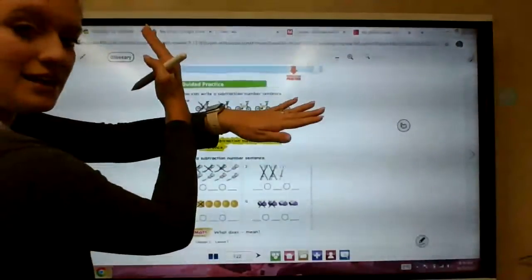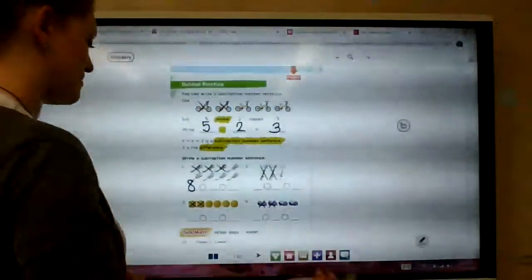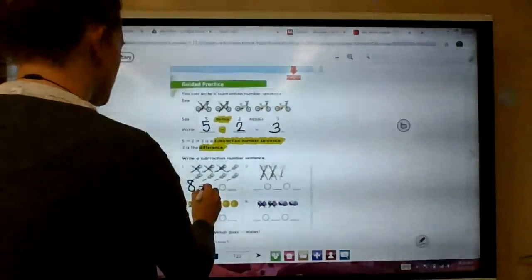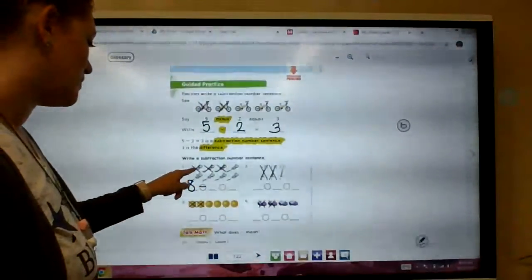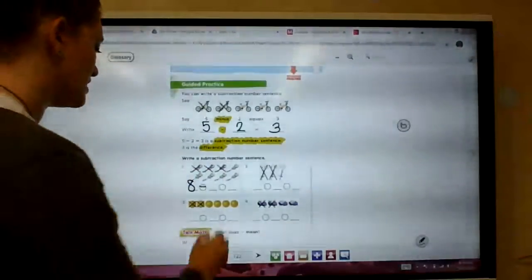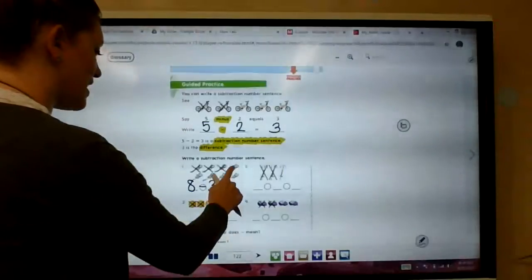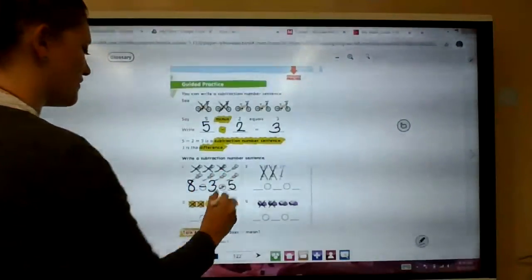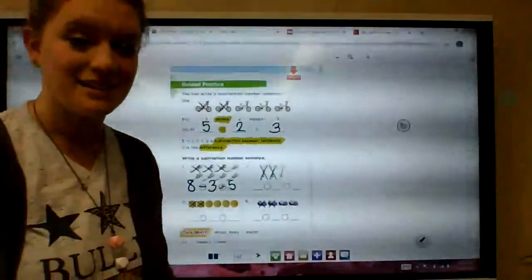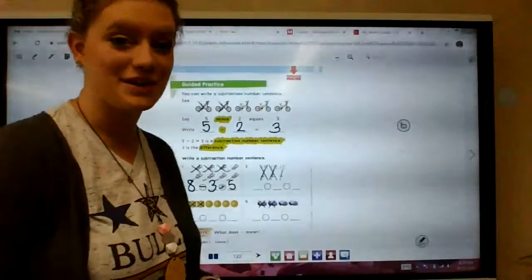Now, are we adding or are we going to subtract? We're subtracting because we're taking away. So we're going to put our minus sign right there. How many did they cross out? 1, 2, 3. They took away 3. Equals, how many are left? 1, 2, 3, 4, 5. 5 are left. So 8 take away 3 equals 5. 8 minus 3 equals 5.